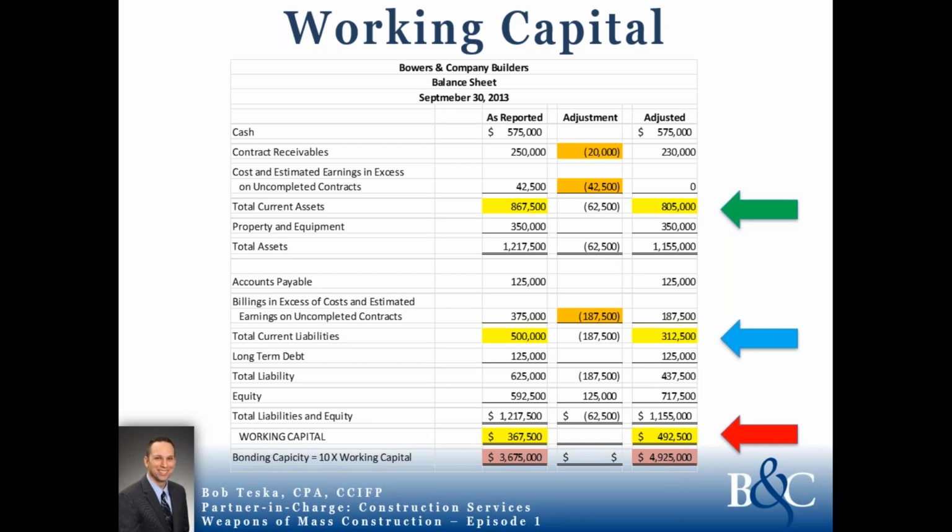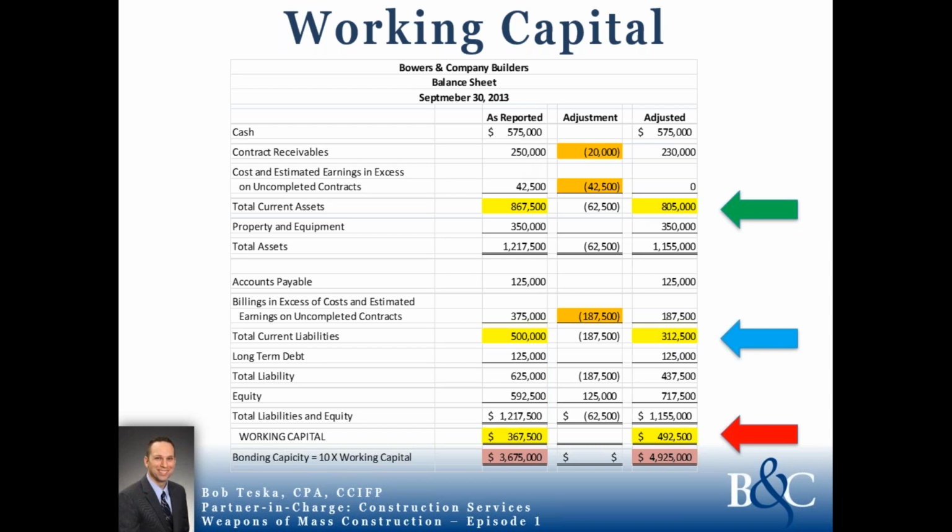But the surety doesn't just take your balance sheet at face value. They underwrite what's actually in the balance sheet. So cash is cash. There's usually no adjustments there. So we have, on our balance sheet, $575,000 of cash, so that stays. Here are their contract receivables of $250,000. They're going to look at that, and they're going to look and see what makes that up.